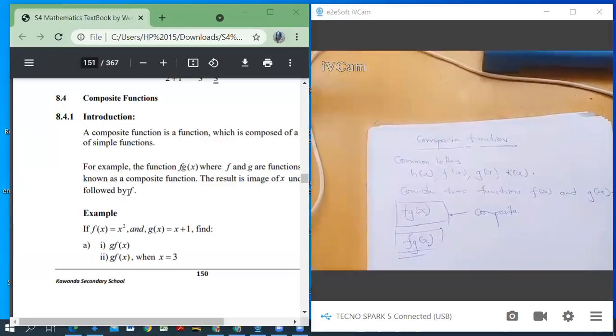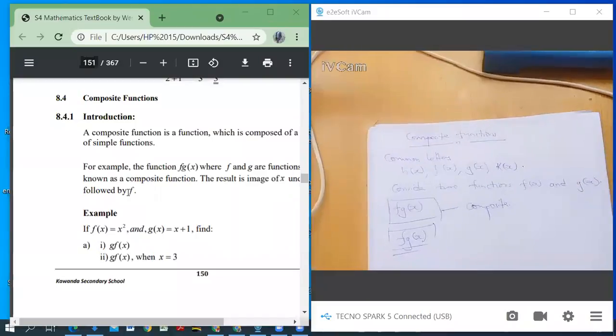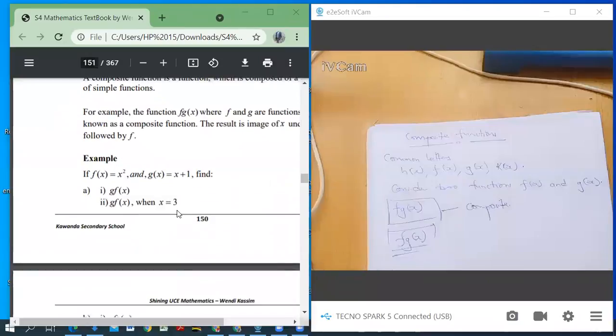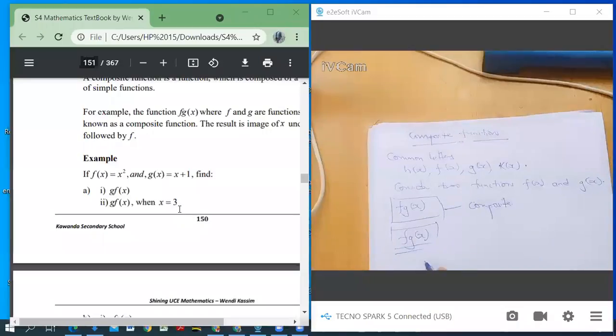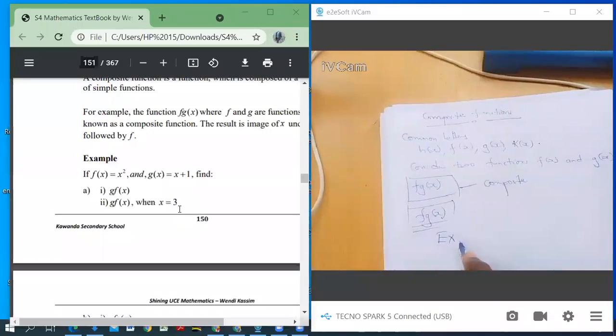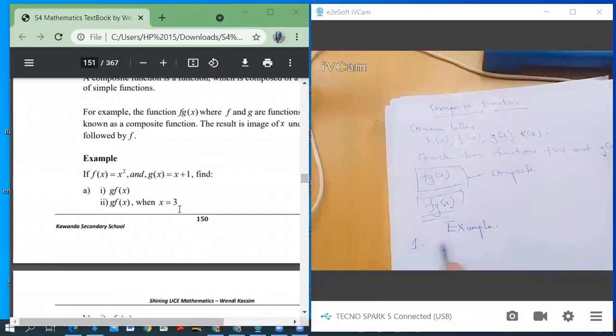So now when I give you two functions, we know what composite functions are. Let's look at that example. If we have example number one, let's look at example number one.